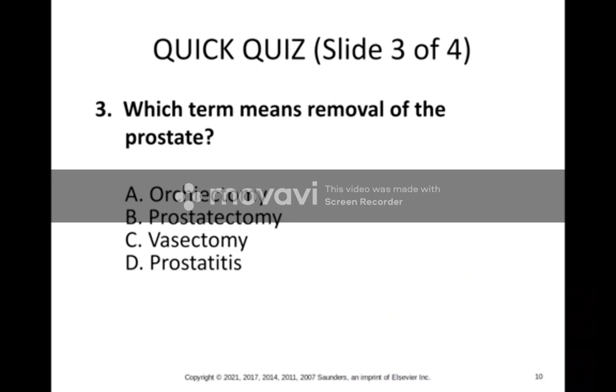So which term means removal of the prostate? Orchiectomy, prostatectomy, vasectomy, or prostatitis? This one's pretty easy, right? We know ectomy means removal. Vasectomy is the removal of the vas deferens. Orchiectomy would be removal of a testis, so prostatectomy is pretty obvious. That's going to be the removal of the prostate.